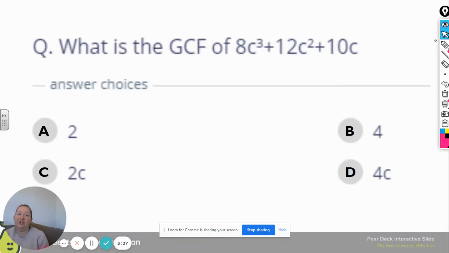So what is the GCF of this? At first you might be thinking 4, right? Because these are both divisible by 4, but that's not it. So the correct answer would be 2C, which is answer choice C.